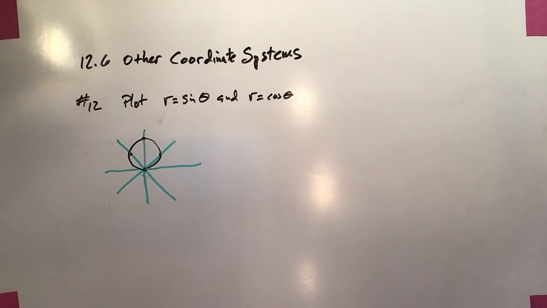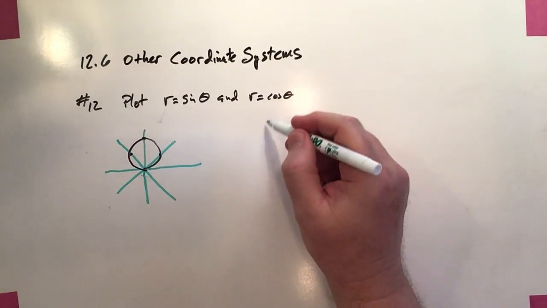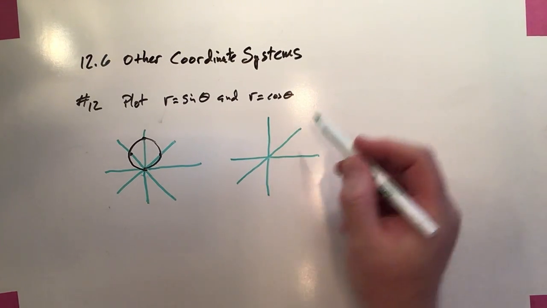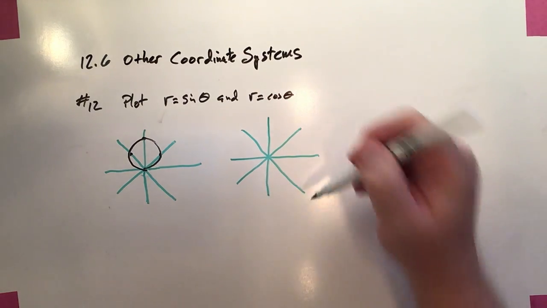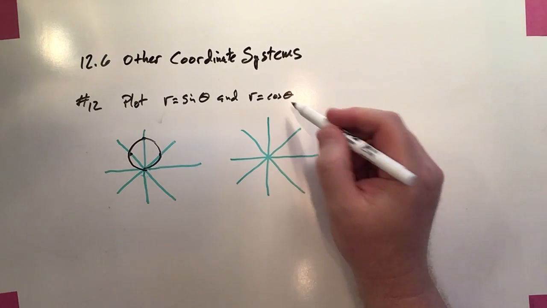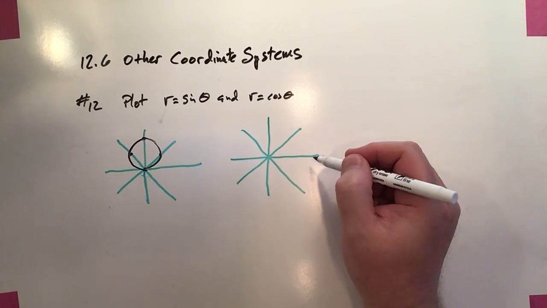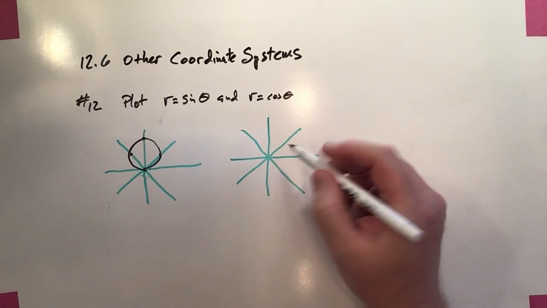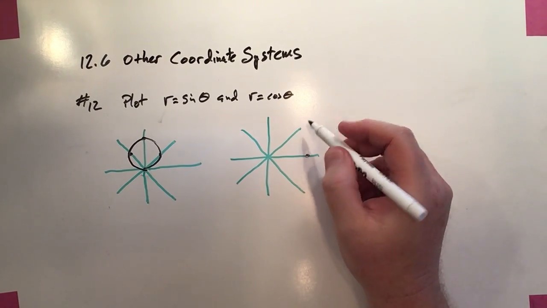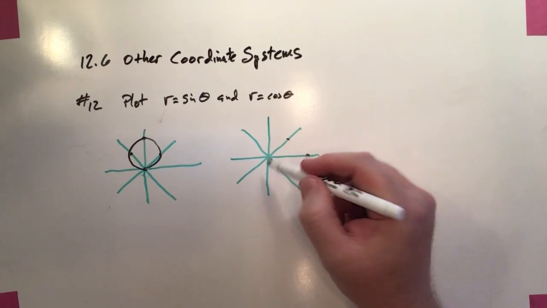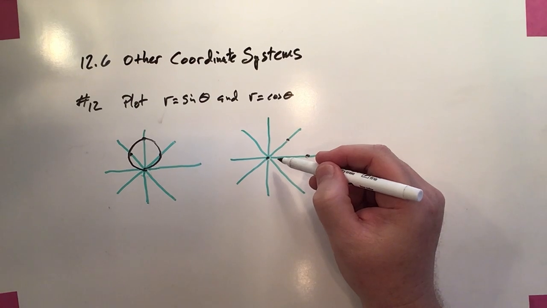Okay, well let's compare that one with our cosine theta. So we need another axis, and then our 45 degrees. And for this one, when we're at 0 degrees or 0 radians, the radius is 1. When we move up to 45 degrees, pi over 4, we're down at 0.7. When we're at 90 degrees, pi over 2, we're at 0.